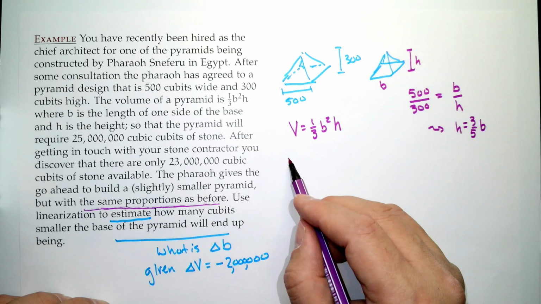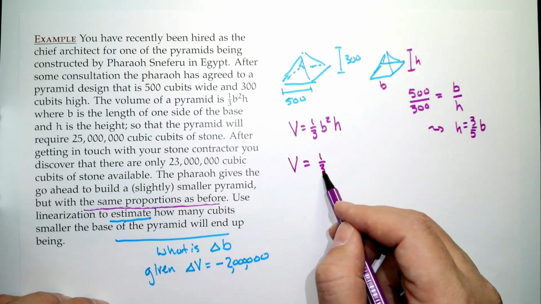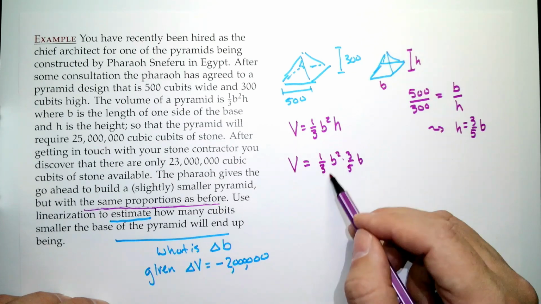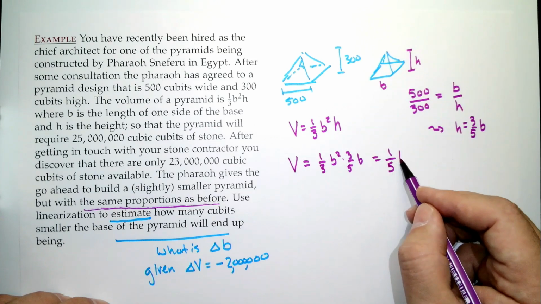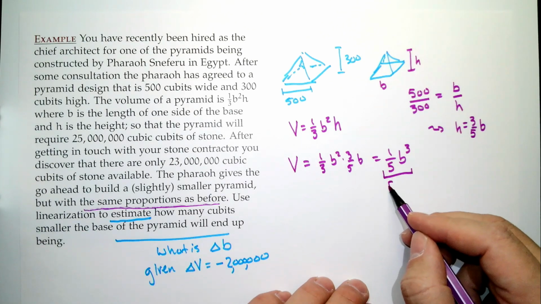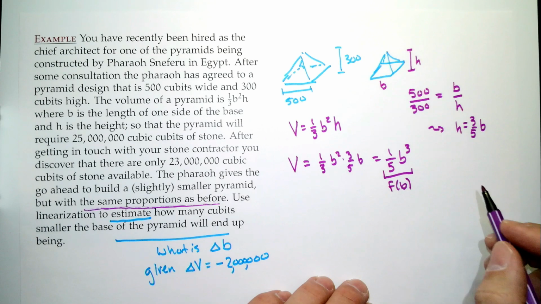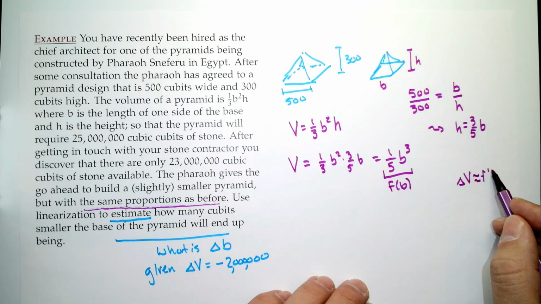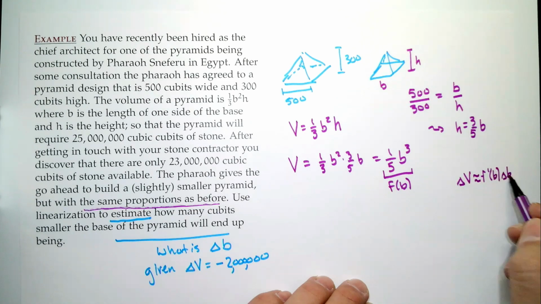So we can update our expression for volume. Volume is 1/3 times b squared times 3/5 times b. We can get the 3's to cancel, and we end up with 1/5 b cubed. So now I have an expression for volume in terms of base. Now I'm trying to estimate the change in volume over change in base. I can think of this as my function of my base, f as a function of b. So we would get that the change in volume is approximately the derivative evaluated at the right point times the change in the base.